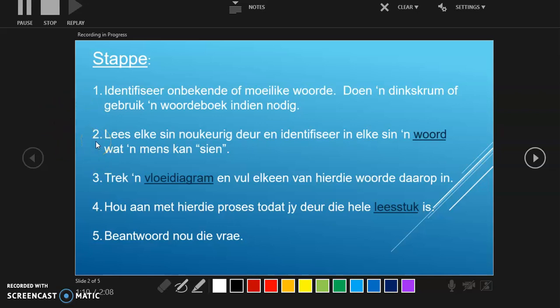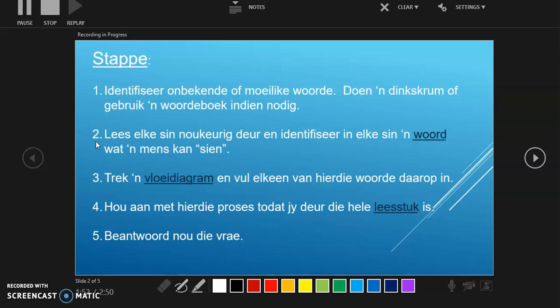Nommer 2. Lees elke sin noukeurig deur en identifiseer in elke sin 'n woord wat 'n mens kan sien. Now this is now the important part. When you start to read your comprehension test, you take one sentence at a time. And in each sentence, you identify only one word. But it must be a word that you can make a picture from in your mind. In most cases, this will be a noun, something that you can see.